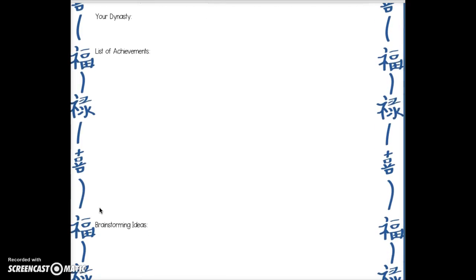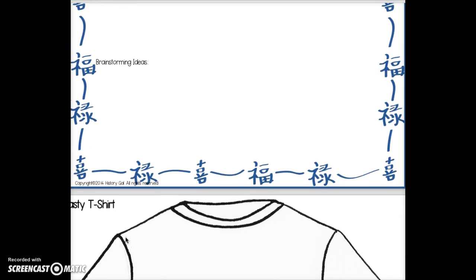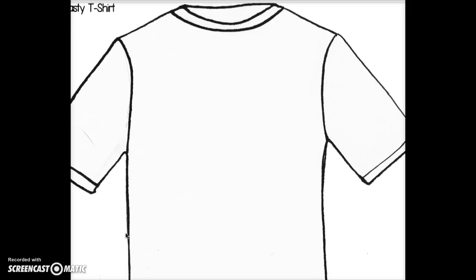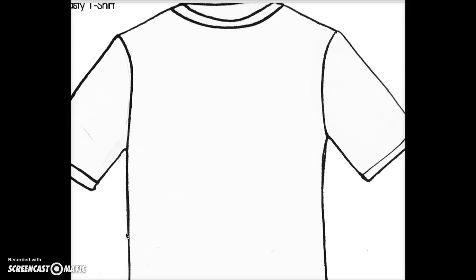So you're going to be taking notes. Place the name of your dynasty, the list of their achievements, and brainstorming ideas. Your job is to advertise your dynasty. The handout for your t-shirt will look like this, and you will each create your own t-shirt.